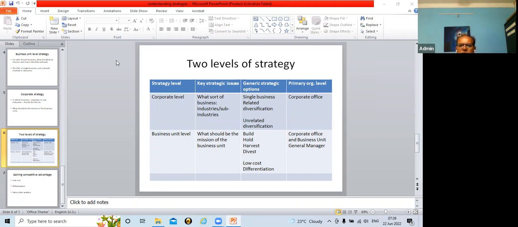Now, one point to be discussed is low cost differentiation. Both the strategies cannot be implemented altogether, either low cost or differentiation. Your product should be altogether different from your competitor, then only we can say there is a differentiation.